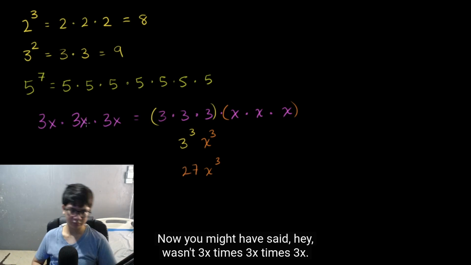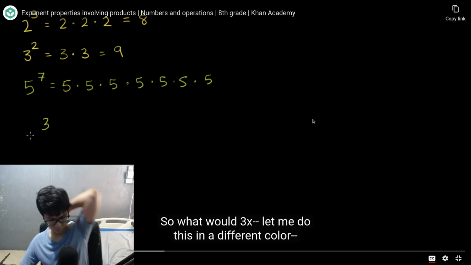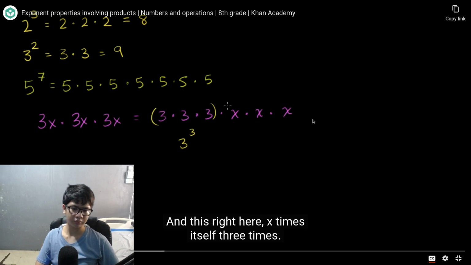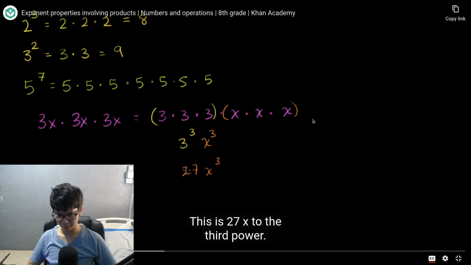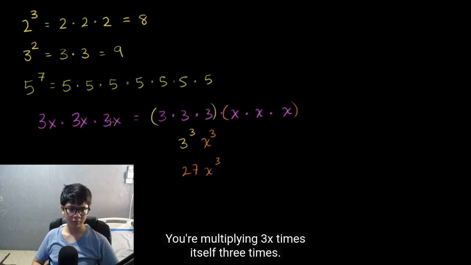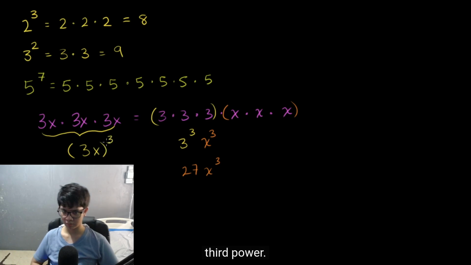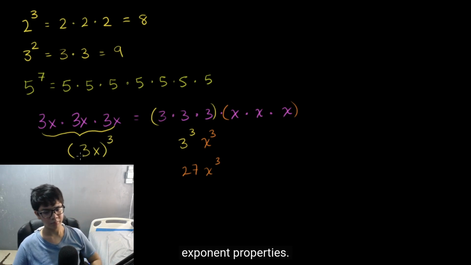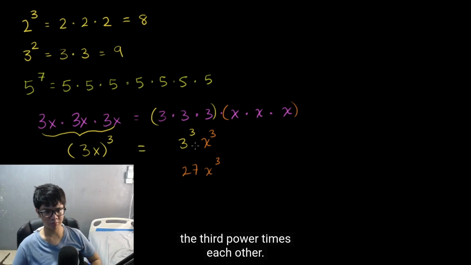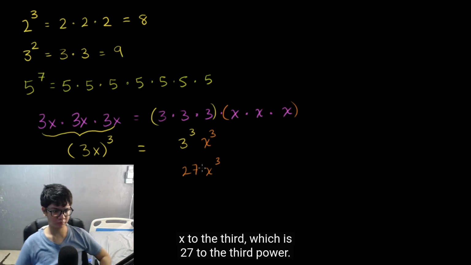Now you might have said, hey, wasn't 3x times 3x times 3x, wasn't that 3x to the third power, right? You're multiplying 3x times itself 3 times. And I would say, yes, it is. So this right here you could interpret as 3x to the third power. And just like that, we stumbled on one of our exponent properties. Notice this. When I have something times something, and that whole thing is to the third power, that equals each of those things to the third power times each other. So 3x to the third is the same thing as 3 to the third times x to the third, which is 27x to the third power.